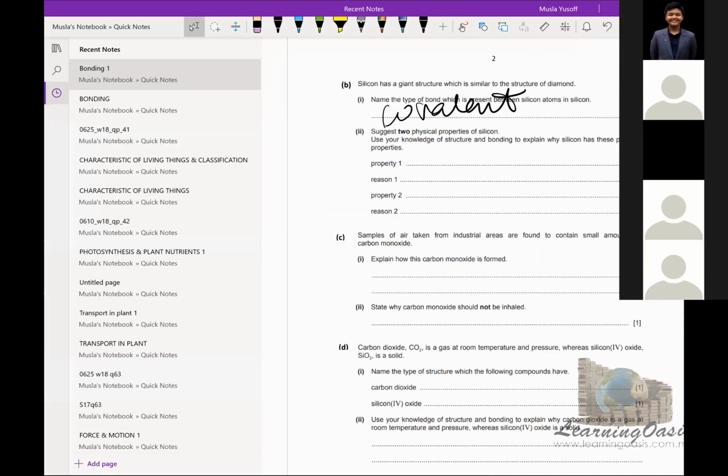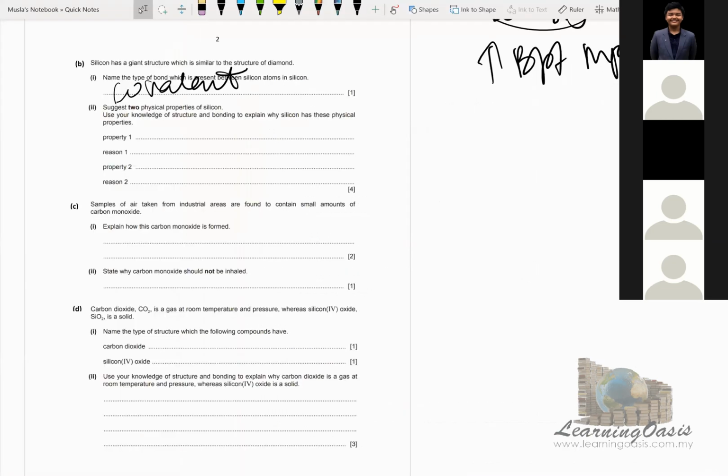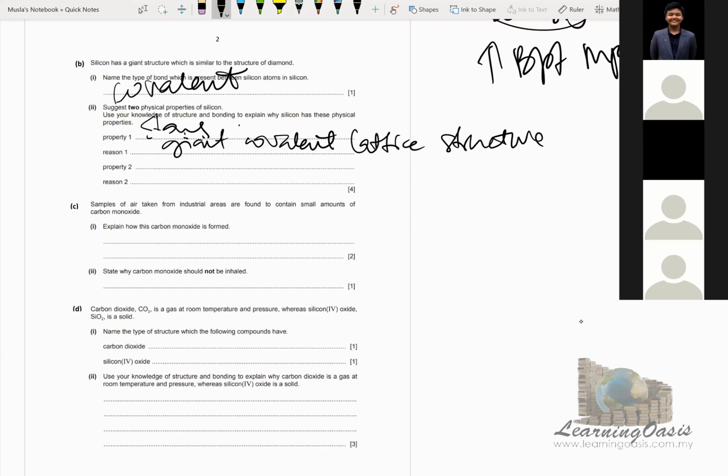Because it has a strong covalent bond. Yes, silicon atoms are held by strong covalent bonds. Or you can mention that silicon has a giant covalent lattice structure. Okay, they have a giant covalent lattice structure.